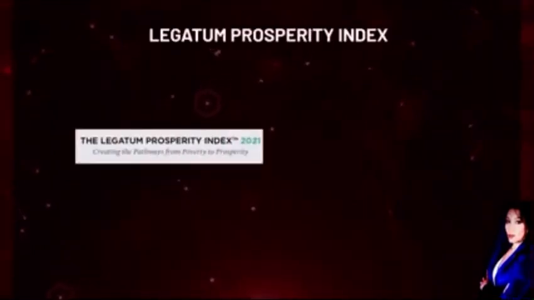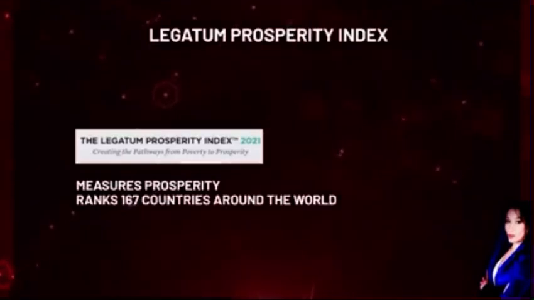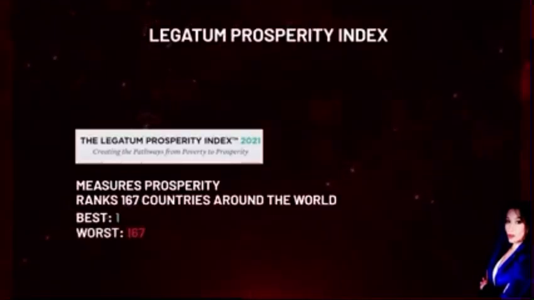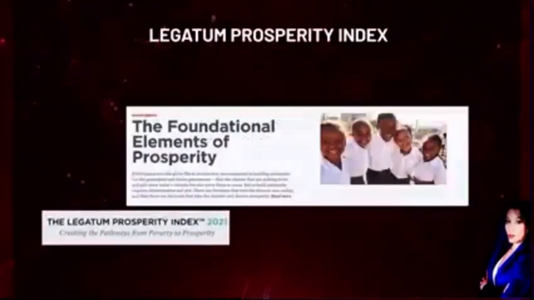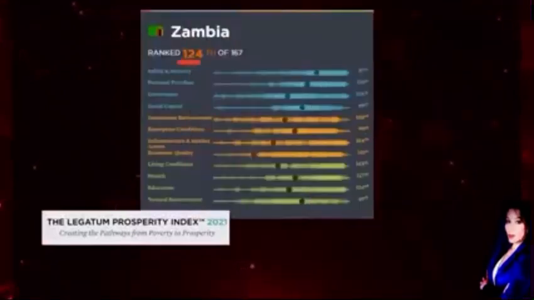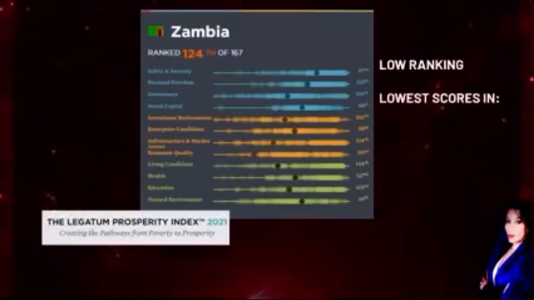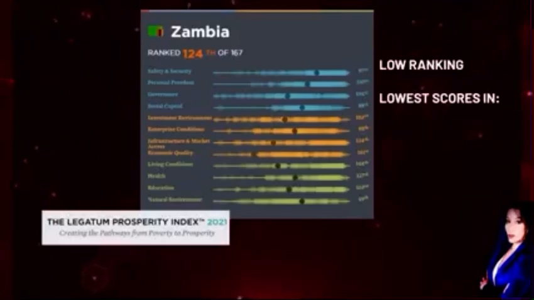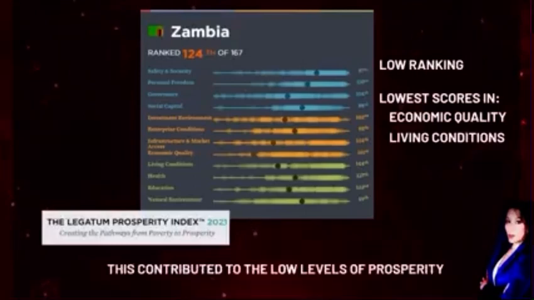The Legatum Prosperity Index measures prosperity. It ranks 167 countries on prosperity, with 1 being the best and 167 being the worst. It offers insight into how prosperity is forming and changing across the world. In 2021, Zambia ranked 124 out of 167, a low ranking. Zambia's lowest scores were registered in 2 categories: economic quality and living conditions. This contributed to the low levels of prosperity.